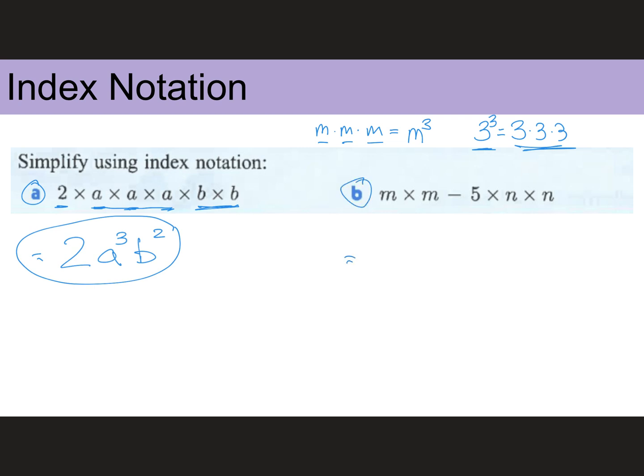Last one, m times m. I have m squared minus 5 times n times n. So 5 is my coefficient, and then I have n to the power of 2.